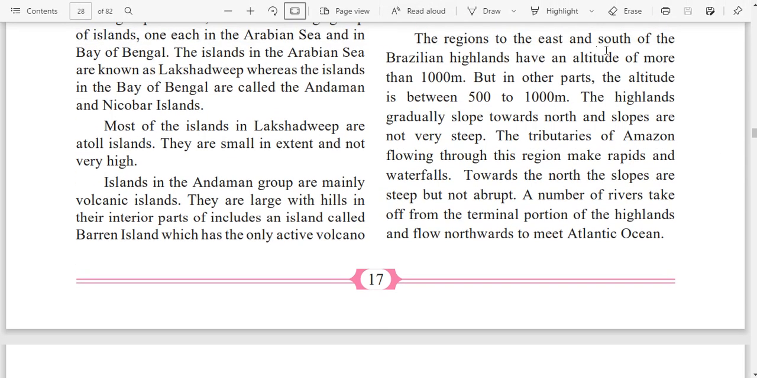The regions of the east and south of the Brazilian highlands have an altitude of more than 1000 meters, but in other parts the altitude is between 500 to 1000 meters. The highlands gradually slope towards the north and slopes are not very steep. The tributaries of Amazon flowing through this region make rapids and waterfalls. Towards the north the slopes are steep but not abrupt. A number of rivers take off from the terminal portion of the highlands and flow northwards to meet the Atlantic Ocean.